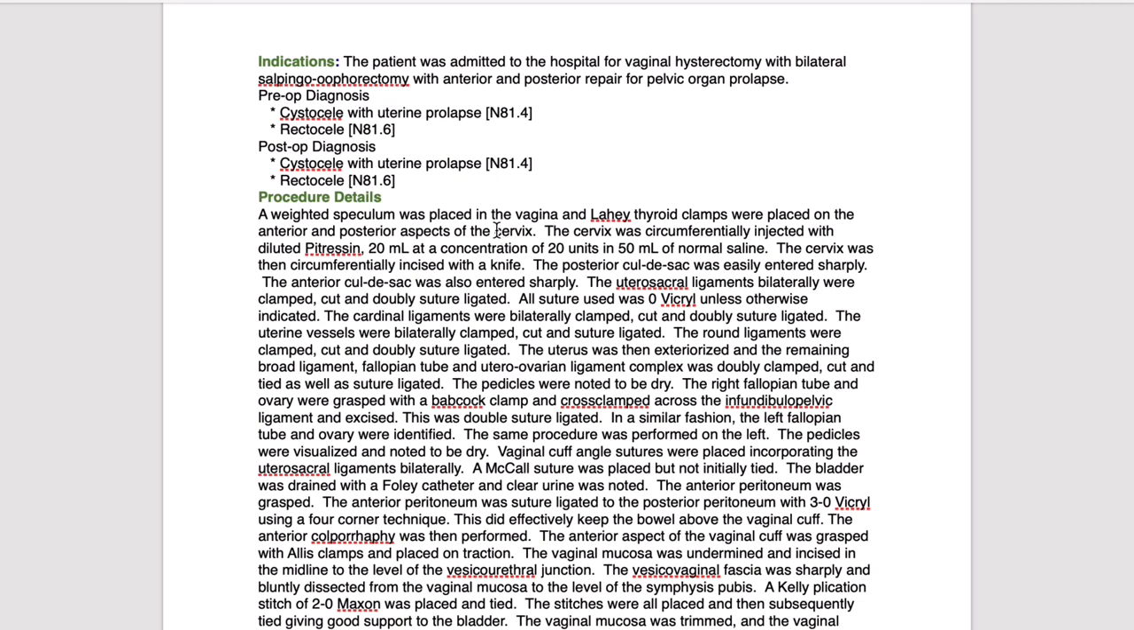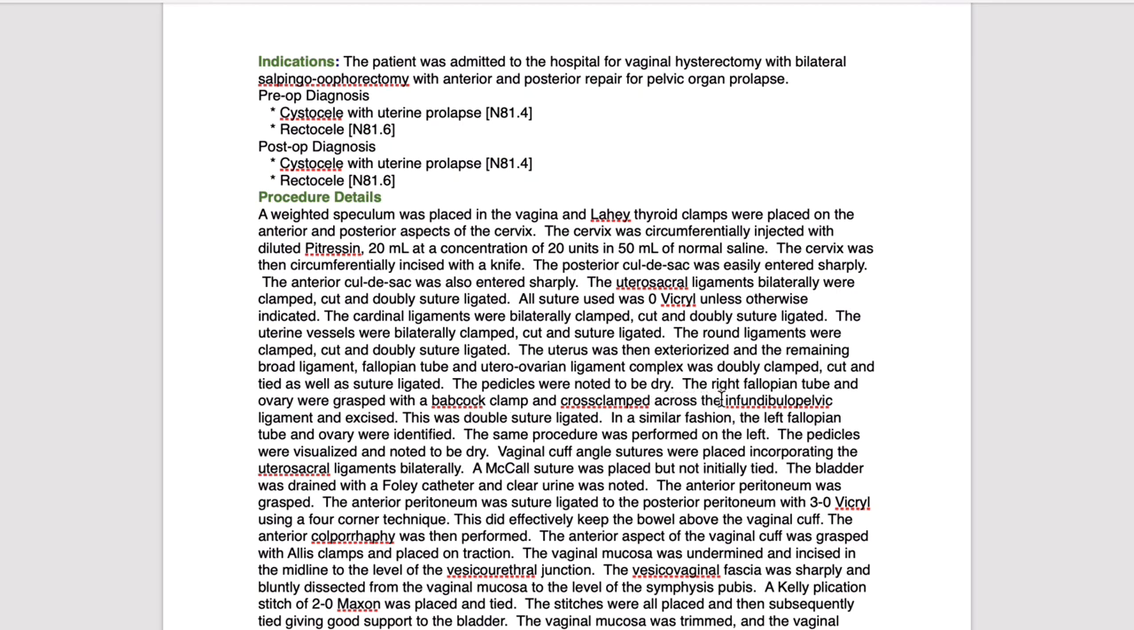So let me see here. Let's begin reading this procedure. A weighted speculum was placed. Cervix was circumferentially incised with a knife. Posterior cul-de-sac was easily entered. Anterior cul-de-sac was easily entered. The uterosacral ligaments were cut. We also cut the cardinal ligaments, the uterine vessels, the round ligaments, and the broad ligament, fallopian tube, and utero-ovarian ligament. And the right fallopian tube and ovary were grasped.